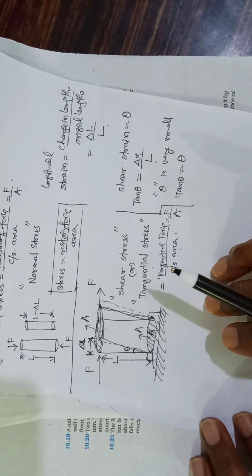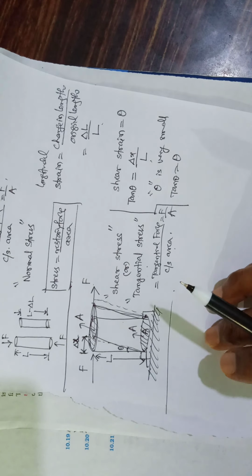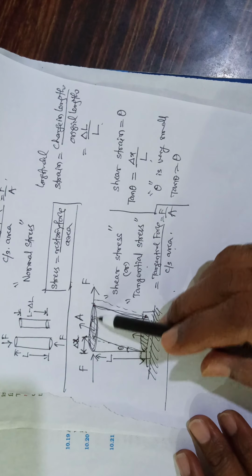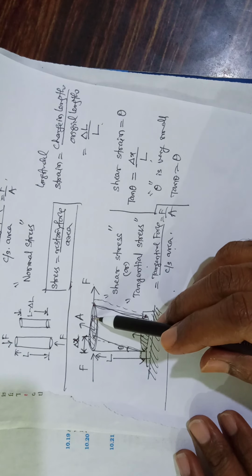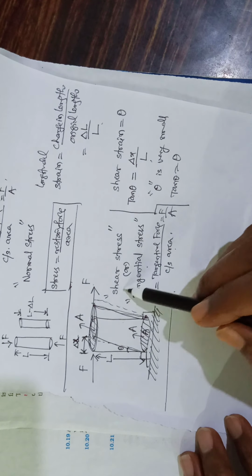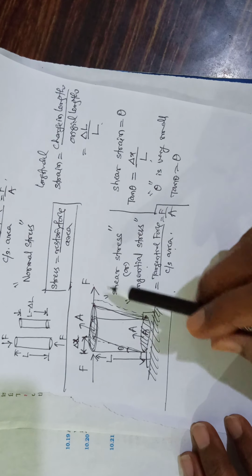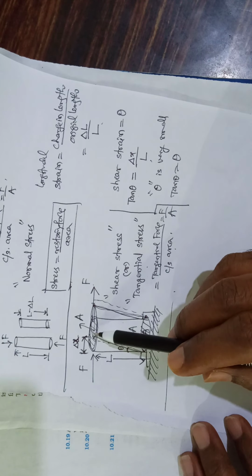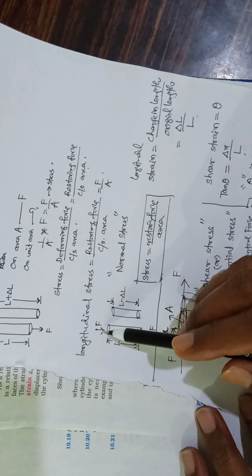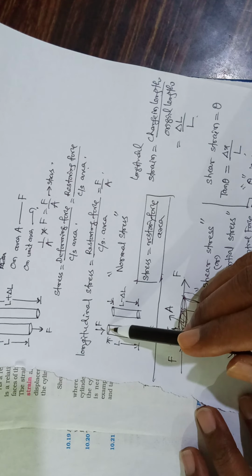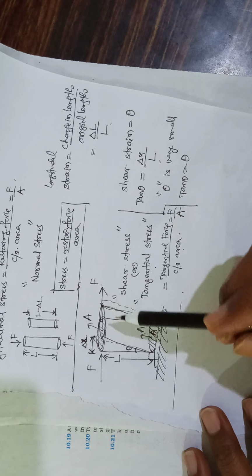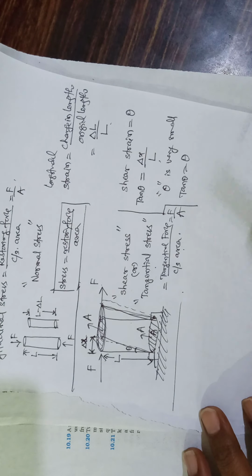Similarly, here the force is parallel to its face, its area. Therefore you say this is shear stress. You can't say this is normal stress. When the force is perpendicular to the area, here the force is perpendicular to the area, therefore we call this normal stress. But here this is not normal stress. This is shear stress, because the force is parallel to the area.